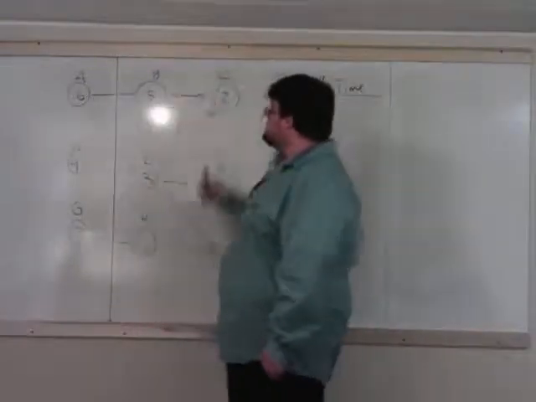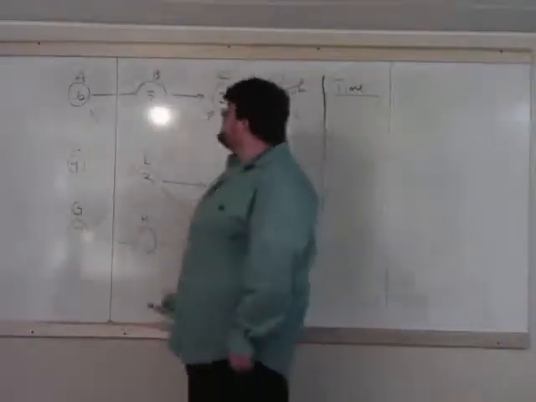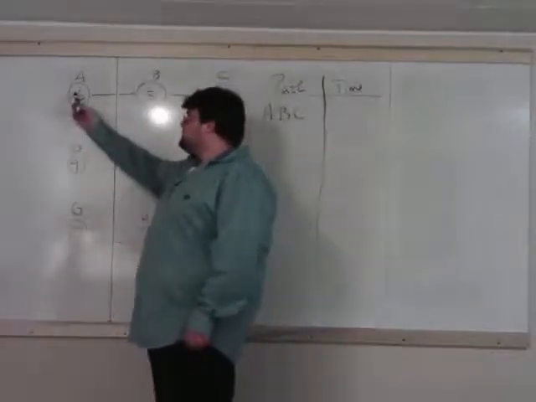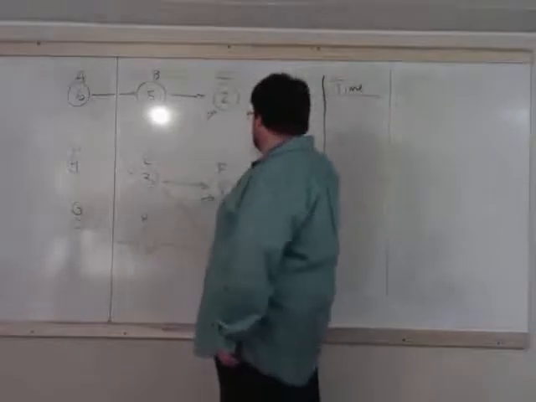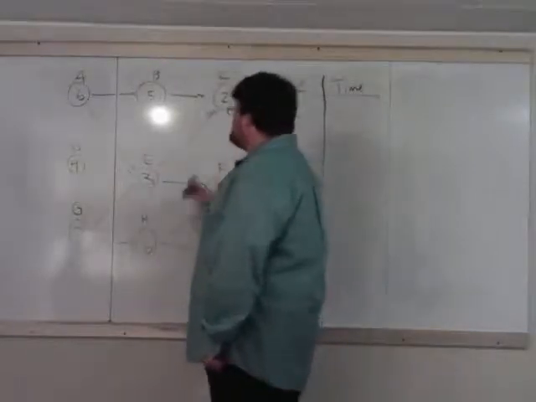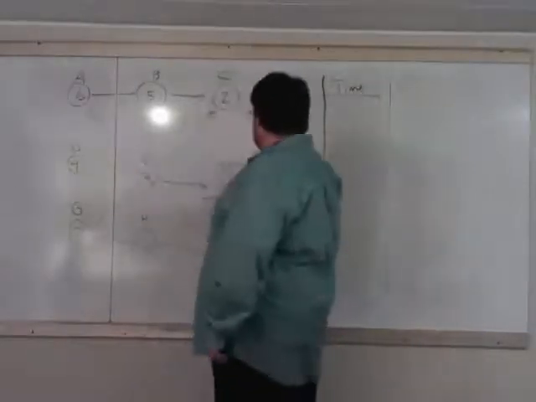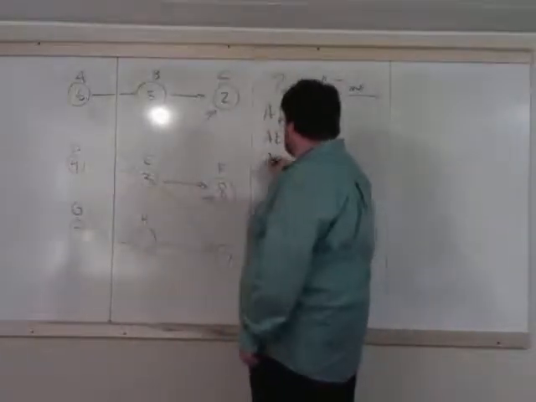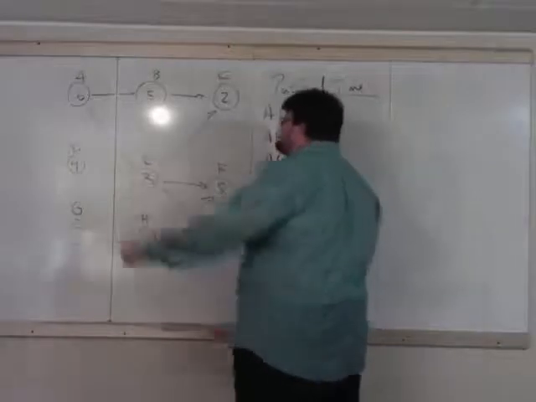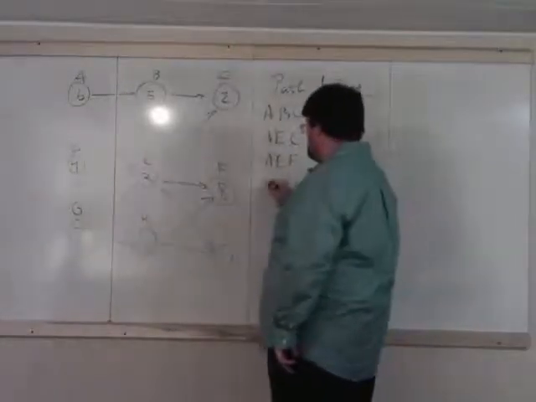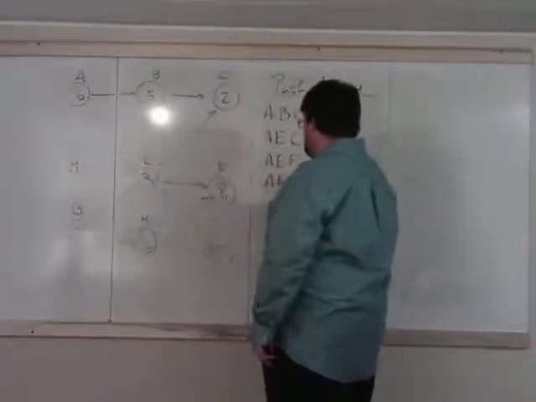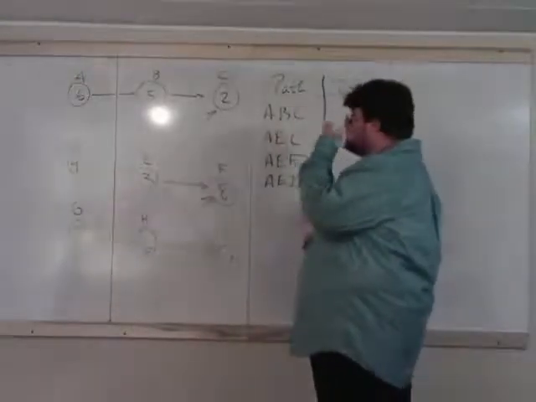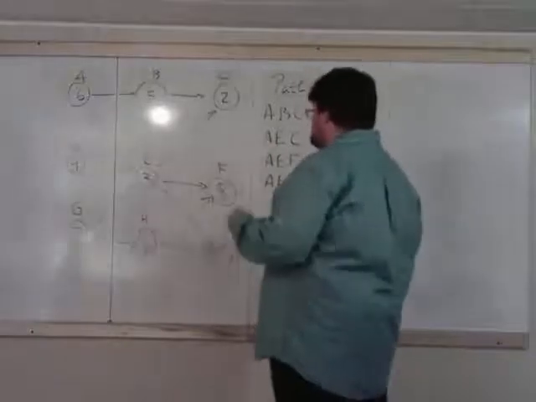But first, A to B to C. All you can do from B is go to C. So next we have A, E. But what can we do after E? A, E, C. A, E, F. A, E, I. That's all you can do from A, because you can't go down to H or to G or D.